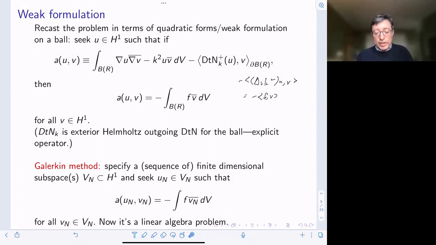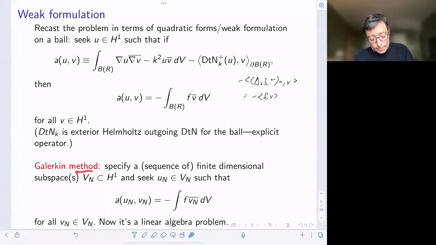So anyway, we've recast our original problem about solving the Helmholtz equation for outgoing things as a problem in weak form, where we've got this pairing equaling the L2 pairing of our inhomogeneity with our test function. So it's a weak formulation. And now, how do we solve numerically? How do we reduce this to a finite dimensional problem that we might hope to solve on a computer? Well, we use the Galerkin method.